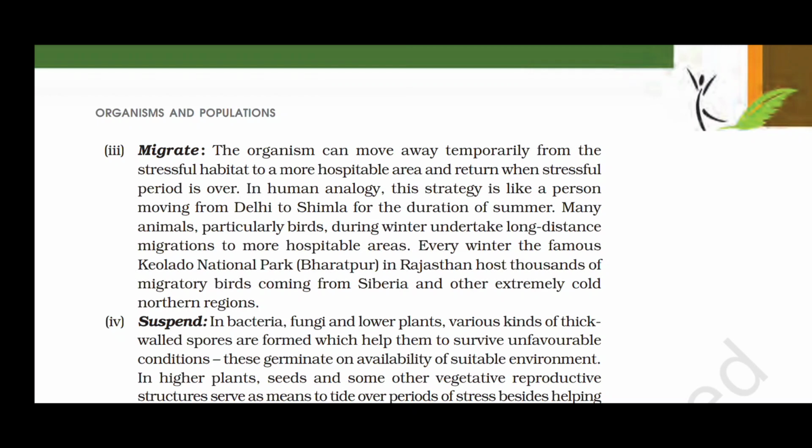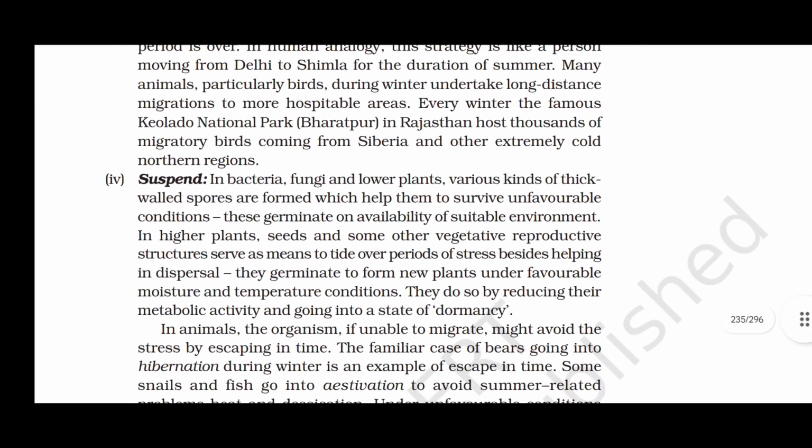Many animals, particularly birds, undertake long distance migration during winter to more hospitable areas. Every winter, the famous Keoladeo National Park, Bharatpur in Rajasthan, hosts thousands of migratory birds coming from Siberia and other extremely cold northern regions. Fourth, suspend.